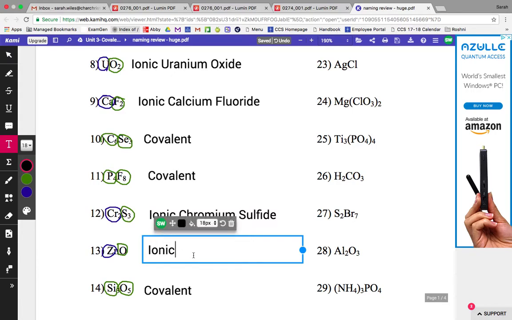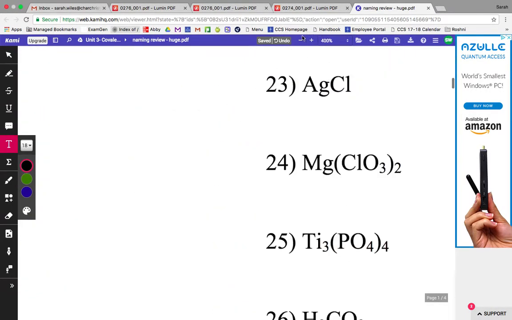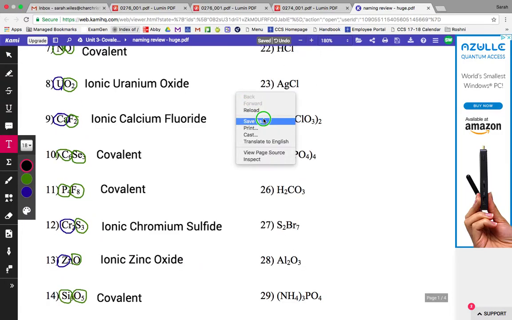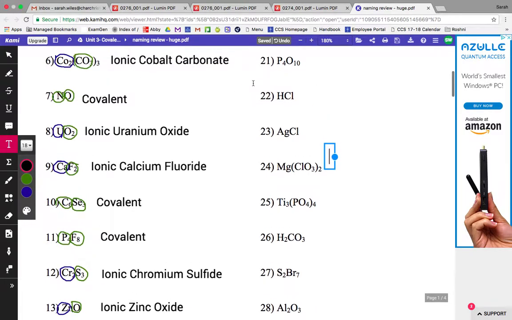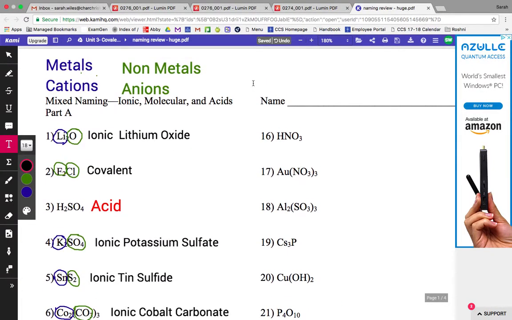Zinc and oxygen are ionic. We're going to name the cation, we're going to name the anion, and then we're going to change the ending to "ide." So it's zinc oxide. Now, the expectation is that you will have all of these labeled as ionic, covalent, or acids, and if they are ionic, that you name them by next class.